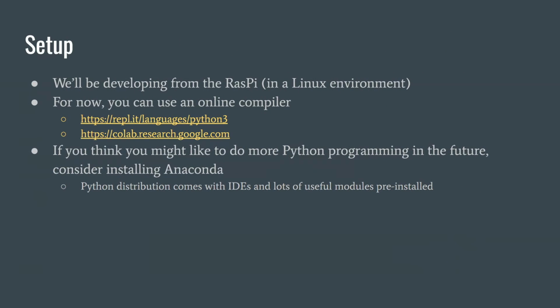So first, general setup. For the sake of our project, we're going to be developing from the Raspberry Pi, and that's going to be in a Linux environment. So for now, there's no real need for us to set up a Python environment on our personal computers. For the sake of learning and practicing, there's a couple of options. You can either use an online compiler, which is what I'm going to do today.